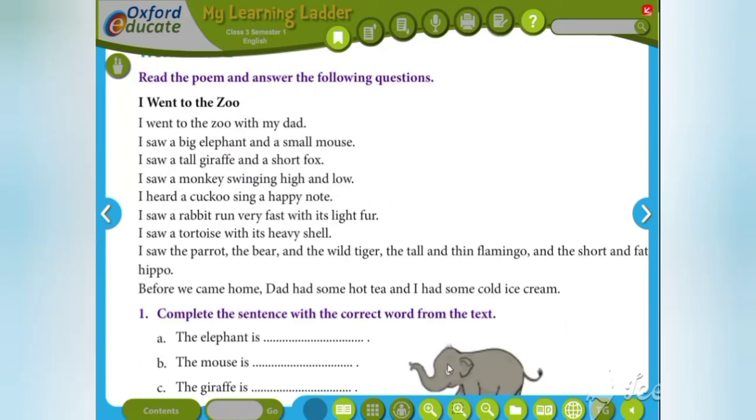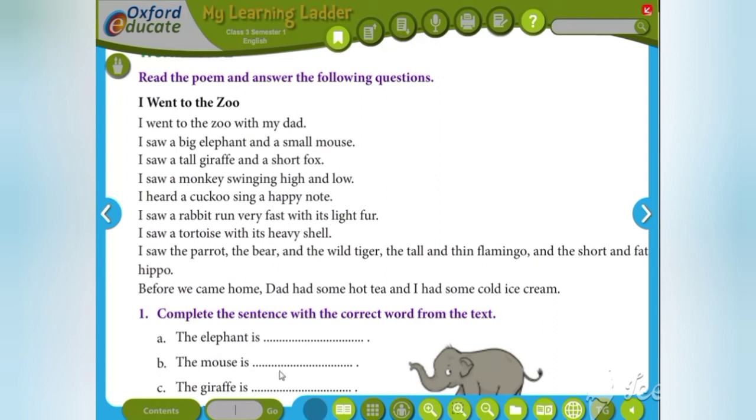Okay, and then here the next page, read the poem and answer the following questions. So here is a poem. You have to read the poem and answer the questions here. Complete the sentence with the correct word from the text. The elephant is, so see in the poem, what is given? I saw a big elephant. So the elephant is big.